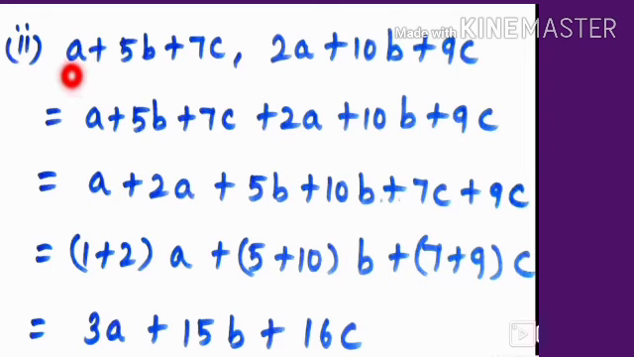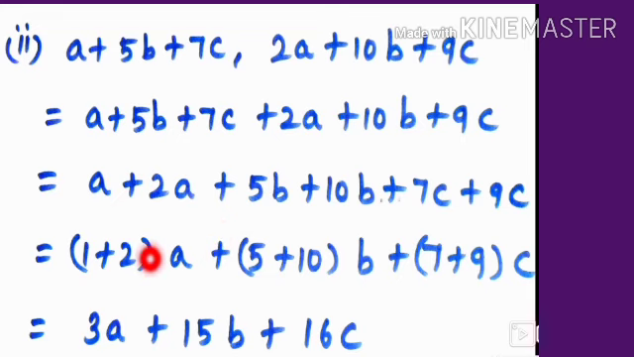Find the sum of these two expressions, a plus 5b plus 7c and 2a plus 10b plus 9c. Sum means we have to add. So add these two expressions. So that is a plus 5b plus 7c plus 2a plus 10b plus 9c. Now in the given expression, a, b, c are the variables. Now let us group the like terms. Here a and 2a are the like terms in a, and 5b and 10b are the like terms in b. 7c and 9c are the like terms in c.